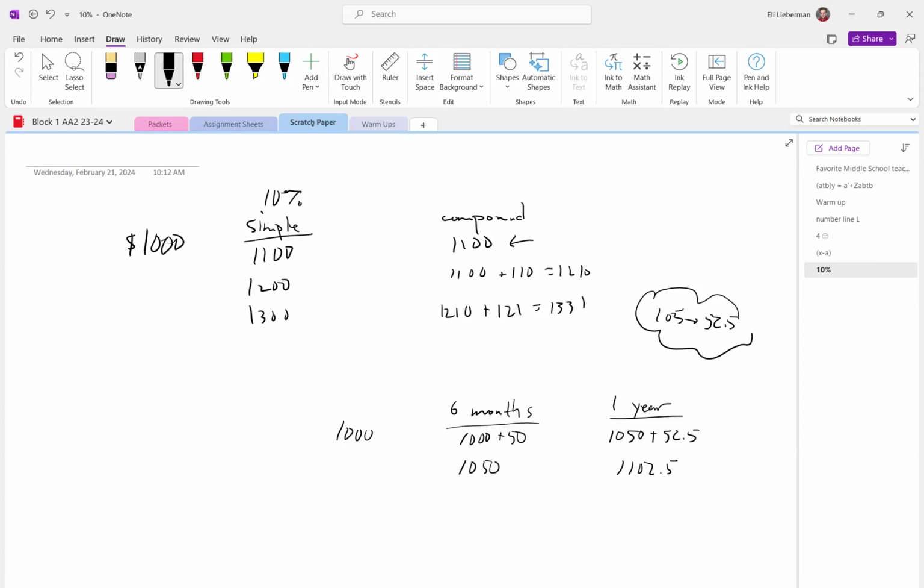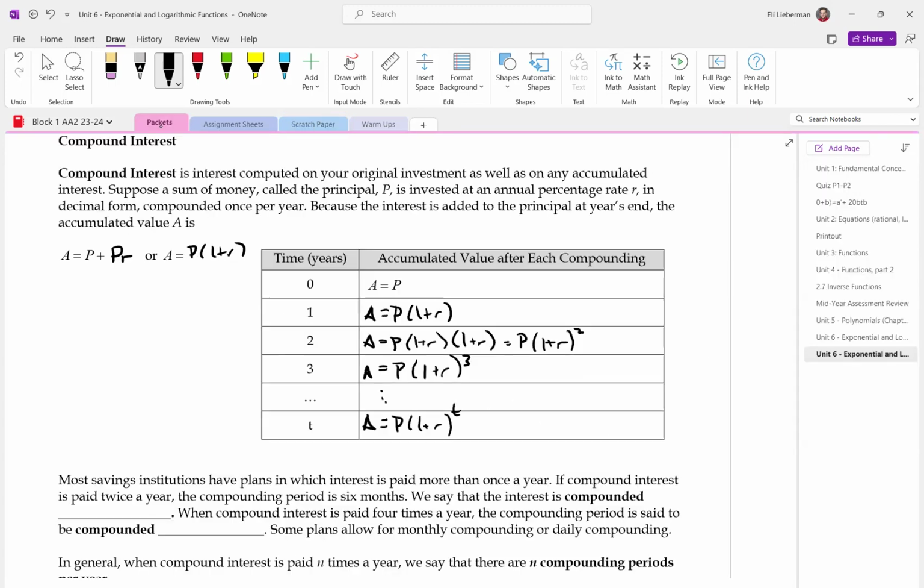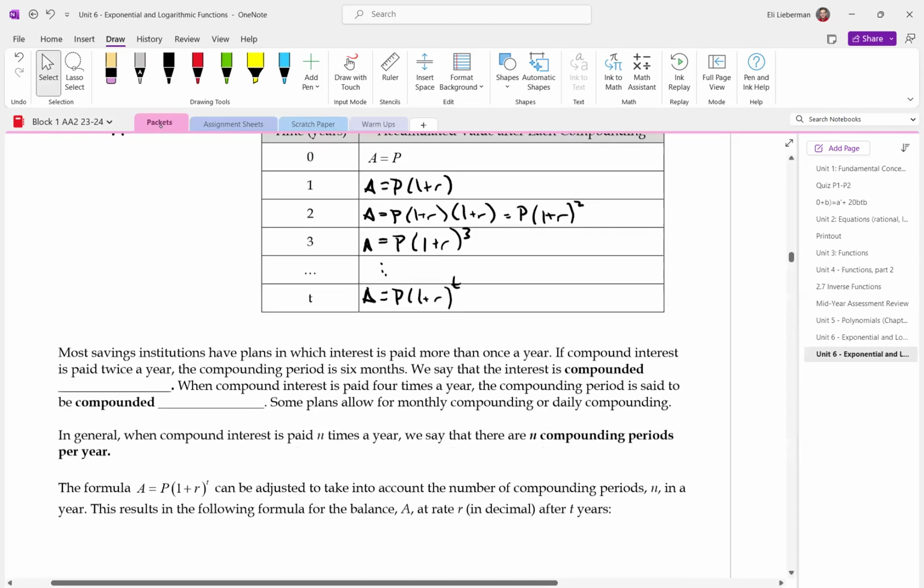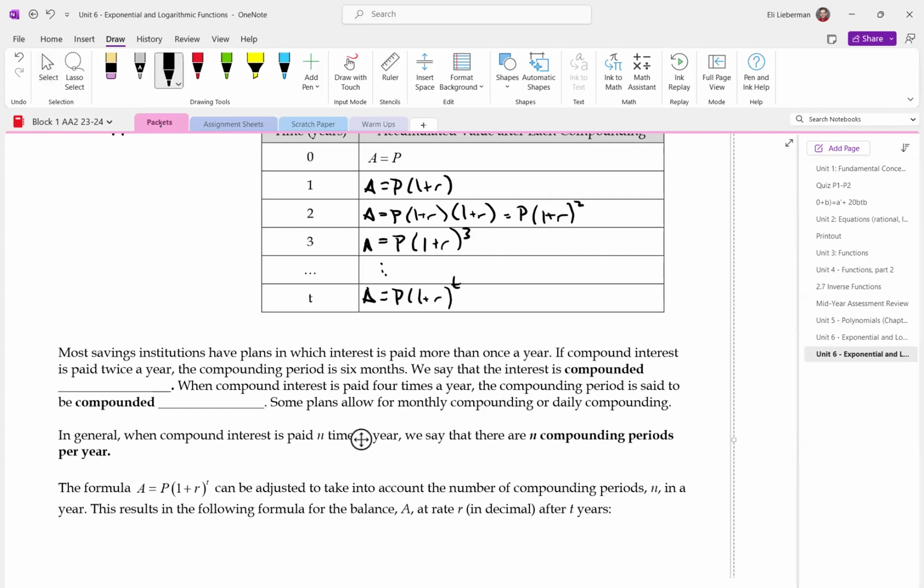So that's the way banks actually work. They don't just compound once a year. Most savings institutions have plans in which interest is paid more than once a year. Compound interest is paid twice a year. The compounding period is 6 months. We say the interest is compounded every 6 months. It's compounded semi-annually.